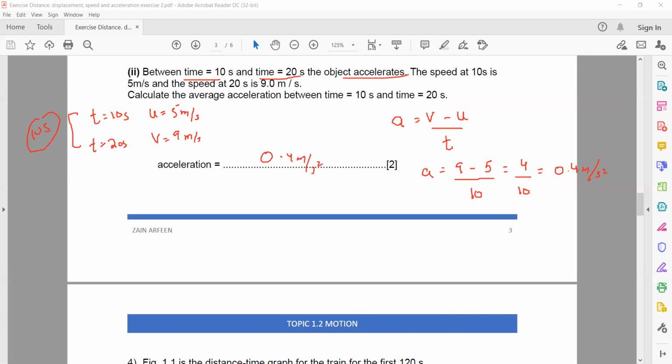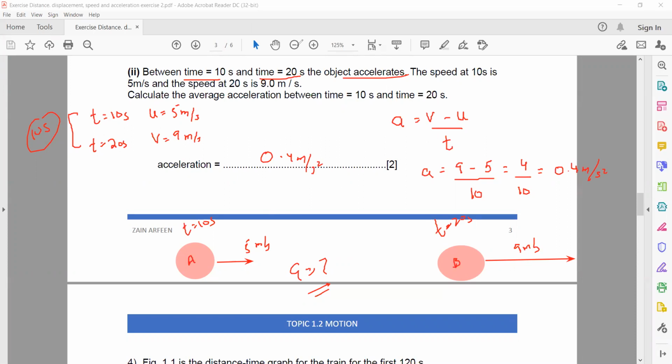Is it clear? The second part: when time was 10 seconds, the speed was 5. When time is 20 seconds, the speed is 9 meter per second, like if I draw a figure, the speed changes. The question is, what is the acceleration from moving from time 10 seconds to 20 seconds? So the change in the velocity divided by time.